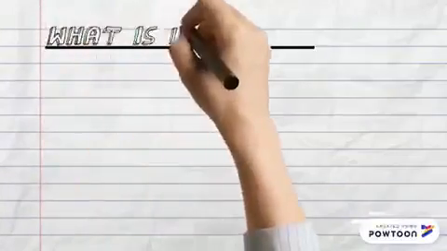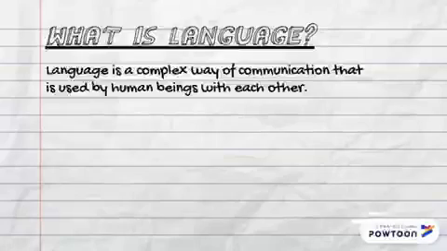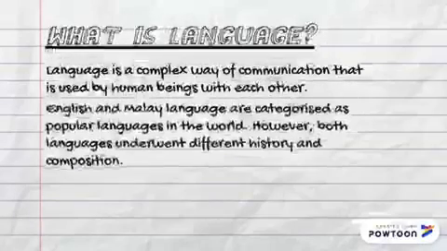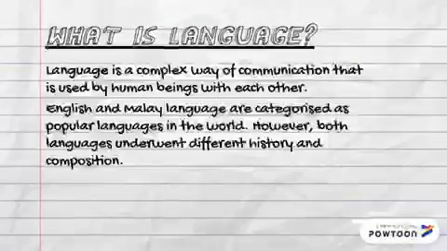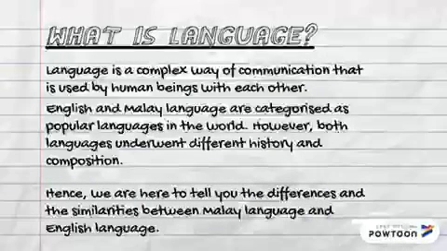What is language? Language is a complex way of communication that is used by human beings with each other. English and Malay language are categorized as popular languages in the world. However, both languages underwent different history and composition. Hence, we are here to tell you the differences and similarities between Malay language and English language.